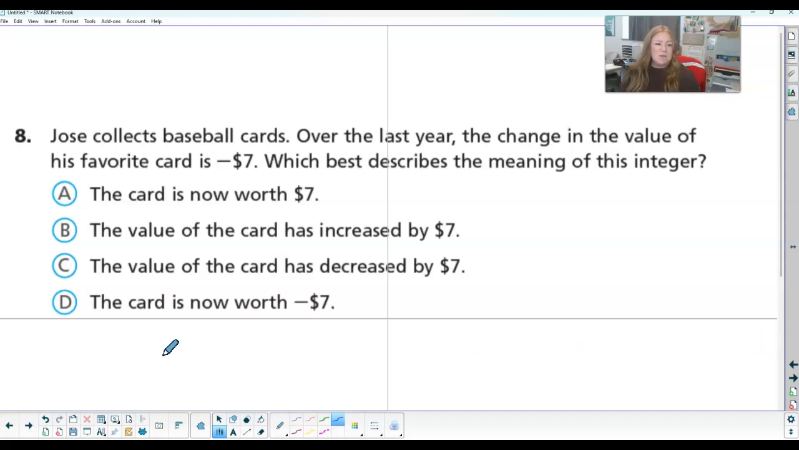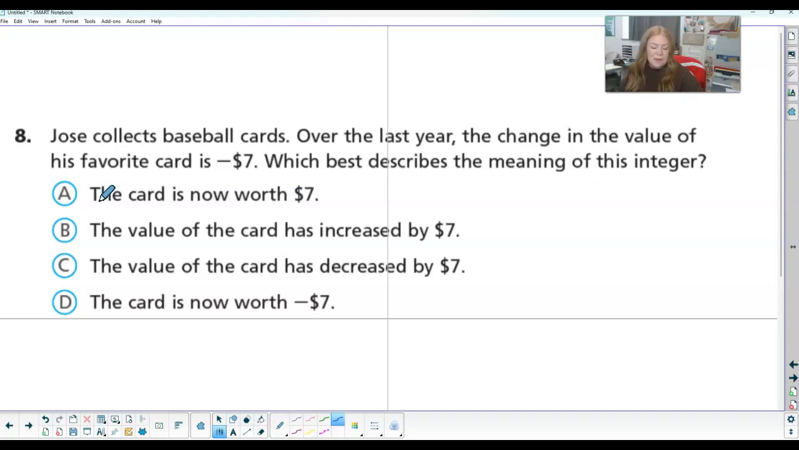Jose collects baseball cards. Over the last year, the change in the value of his favorite card is -$7. So the value went -7. Which best describes the meaning of this integer? So what happened? It had a value, it went -7.